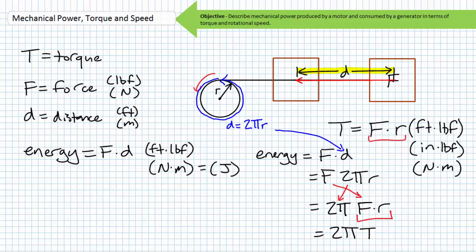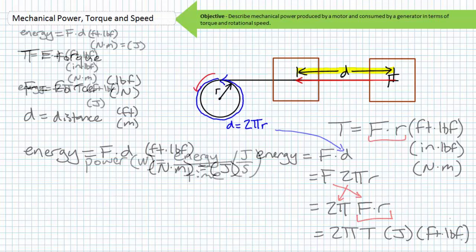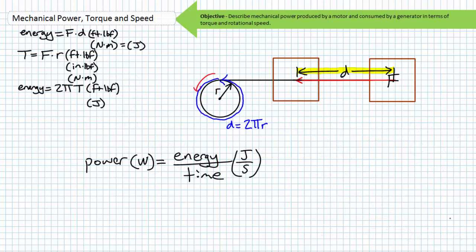For every rotation of a shaft producing a given amount of constant torque, it delivers 2 pi T of energy in either units of joules or foot-pounds force per revolution. Ta-da! That's how torque is used to describe energy input into a system. And the magic show ain't over yet, folks.